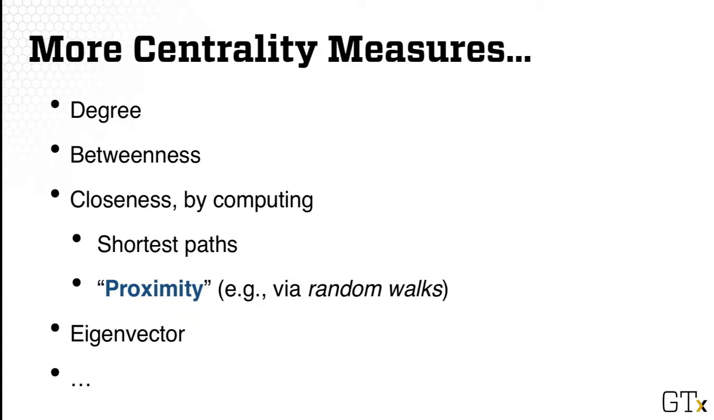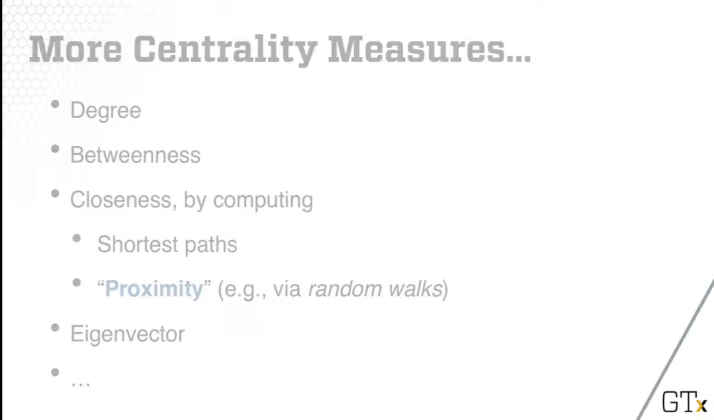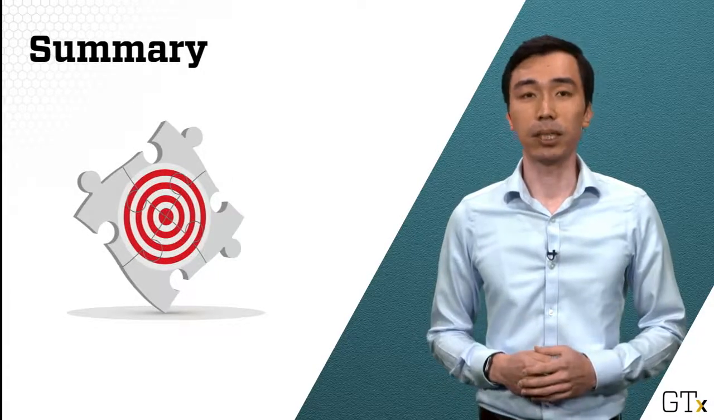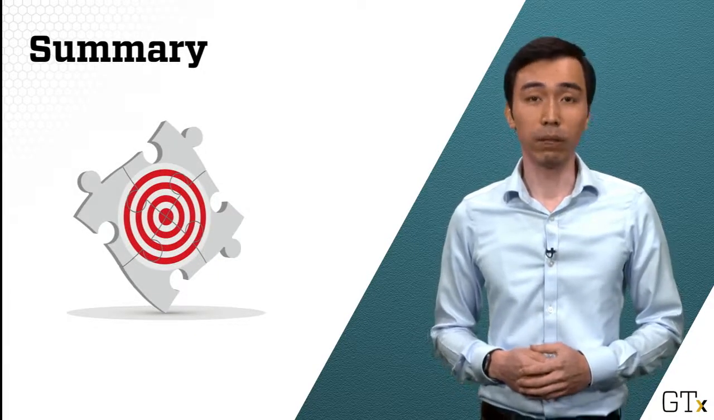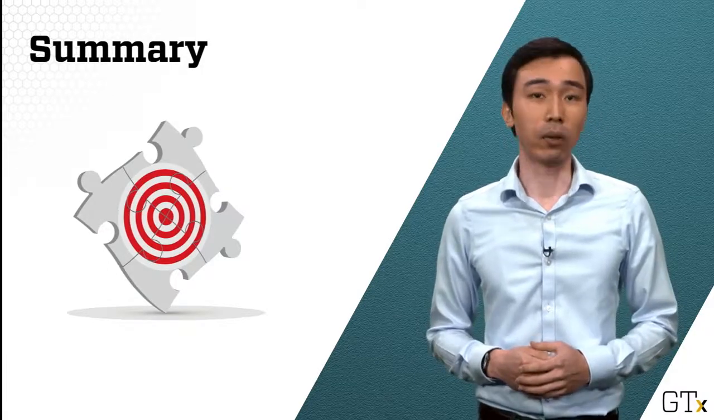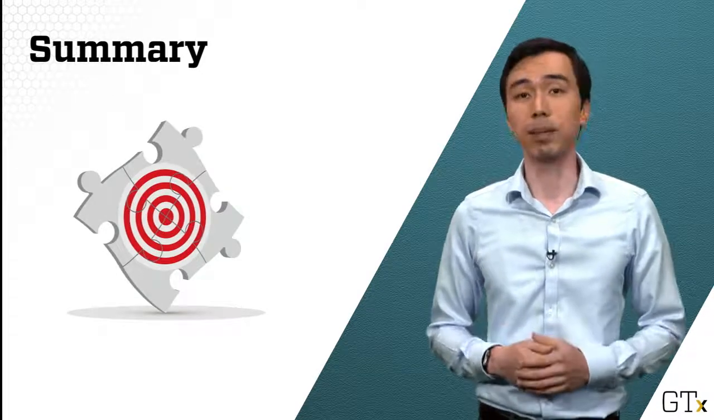There are actually a lot more centrality measures. For example, what we have looked at so far is degree centrality and betweenness centrality. There are also proximity-based centrality measures, such as closeness, and also eigenvector centrality. In this video, we learned about a few centrality measures such as degree, betweenness, and clustering coefficient, so that we can focus on a few relevant nodes instead of going through millions or even billions of items in a large graph.